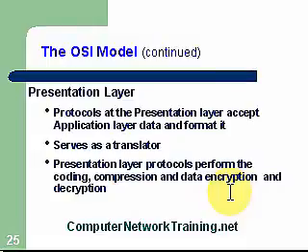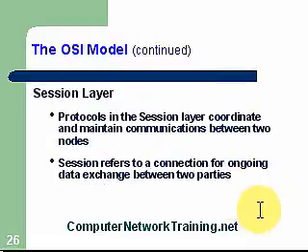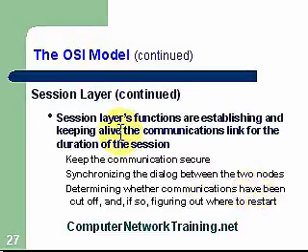Session layer, the next layer down, the third layer. Protocols in the session layer coordinate and maintain the communications between the two nodes. So they establish the connection. They maintain the connection, and then they also tear the connection down. Session refers to the connection for ongoing data exchange between two parties. Session layer functions are establishing and keeping alive this communication link for the duration of the session. Keep the communication secure. We're going to synchronize the dialogue between the two nodes. Determine whether communications have been cut off, and if so, figure out how and when to restart it.